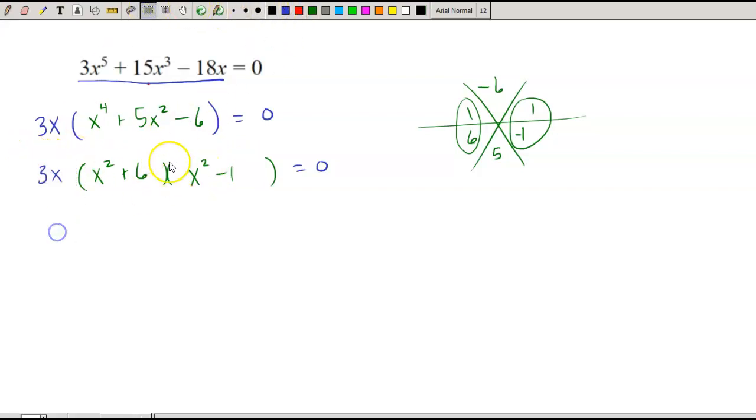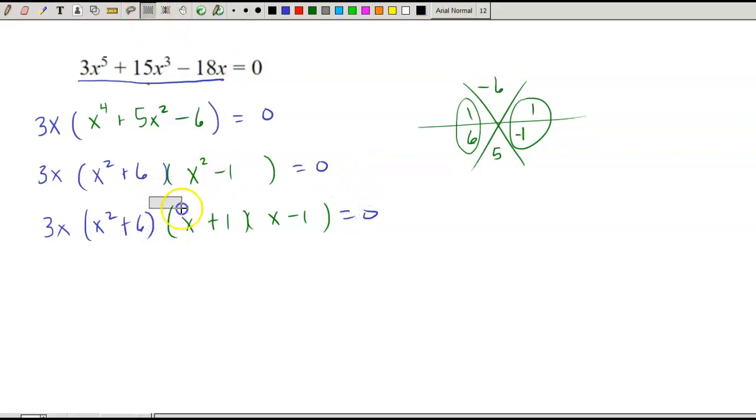3x is obviously factored already. x squared plus 6 is also already factored. You can't go any further than that on it. This one right here you can factor. That is going to be the difference of squares, so that could break down further to x plus or minus 1. I'm going to bring everything else down, so this is 3x times x squared plus 6 times x plus 1 times x minus 1 equals 0. And now everything is factored.